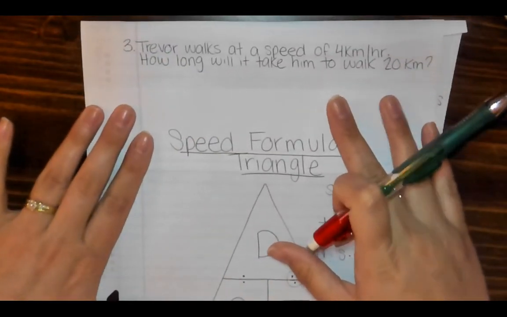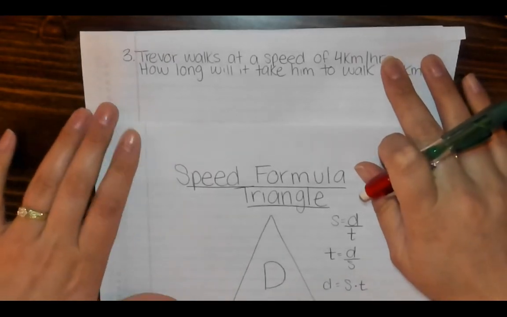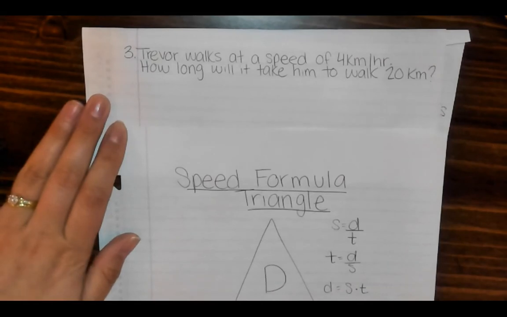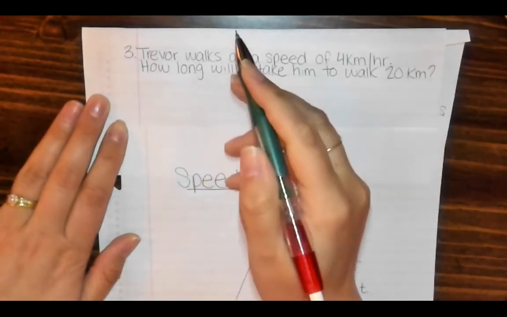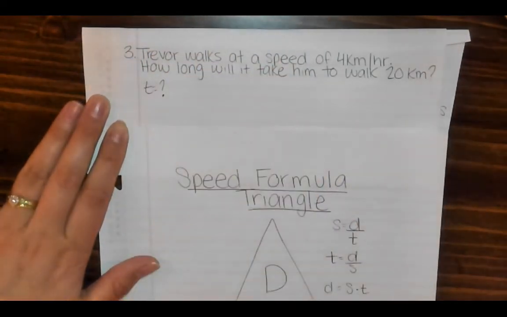Okay, so it says Trevor walks at a speed of 4 kilometers per hour. How long will it take him to walk 20 kilometers? So let's figure out what we're looking for. It says how long. Long represents time. So that is our variable. T is our variable. We're looking for time.